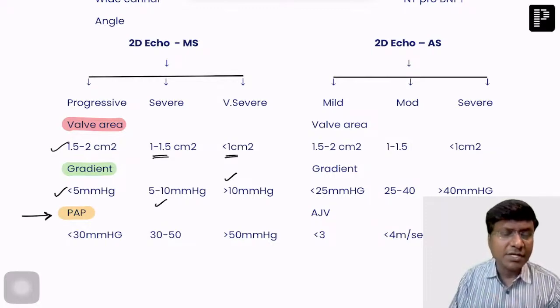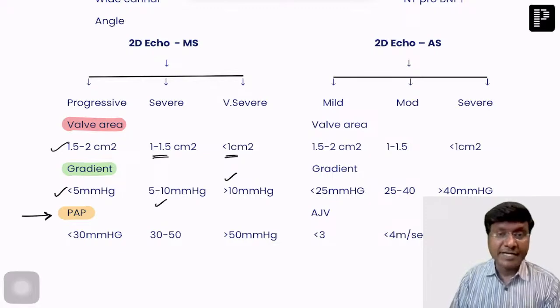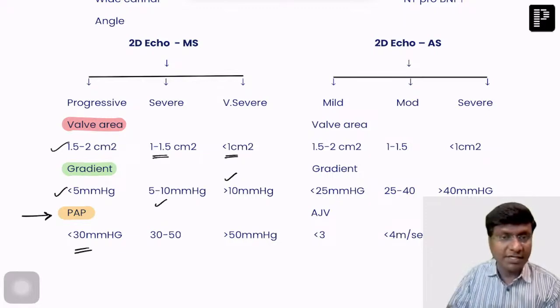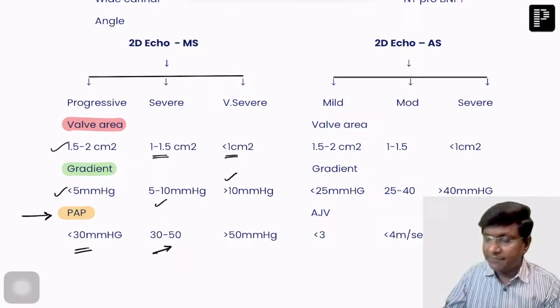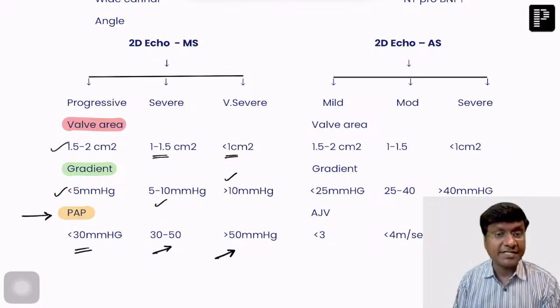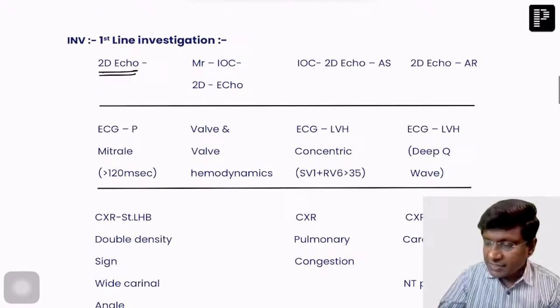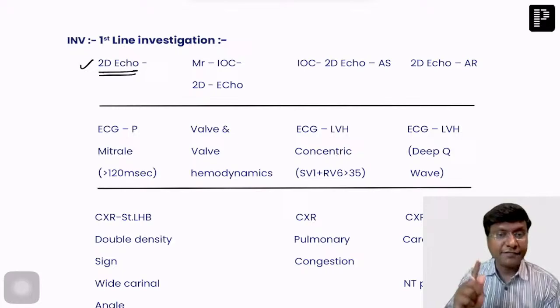And another parameter which will help us to assess the severity is the pulmonary artery pressure. Right? So how much is the normal pulmonary artery pressure? 15 to 20 millimeters of mercury. But if the pulmonary artery pressure in MS is around 30 or less than 30, it is mild or progressive MS. And if it is 30 to 50, it is called severe. And if it is more than 50 millimeters of mercury, we consider it as the very severe form of MS. So it is the 2D echo which is the first line investigation, right?